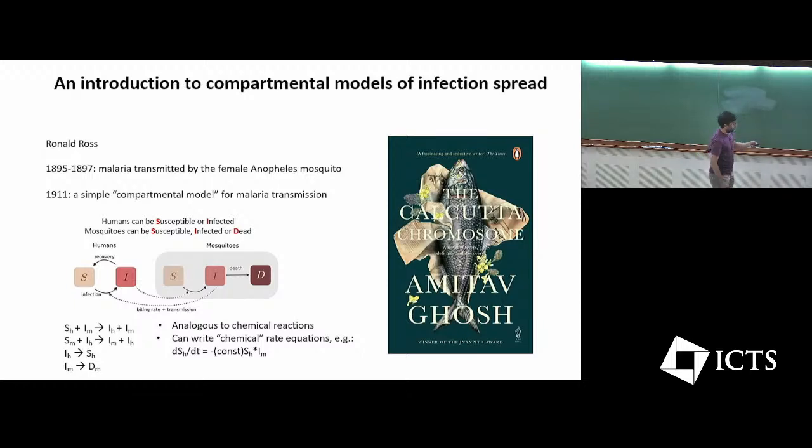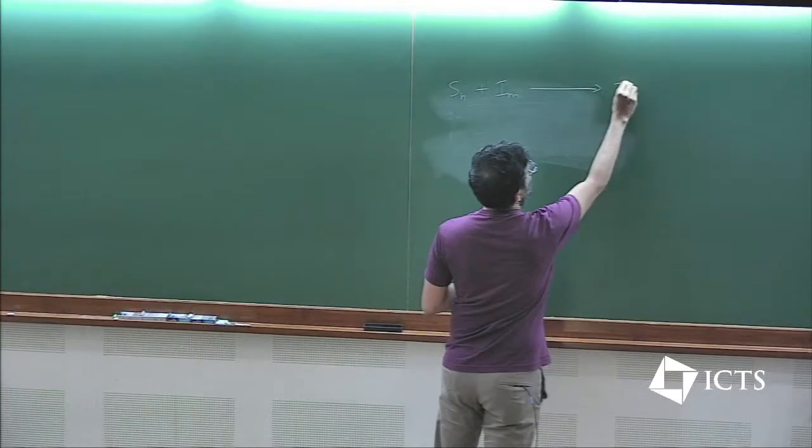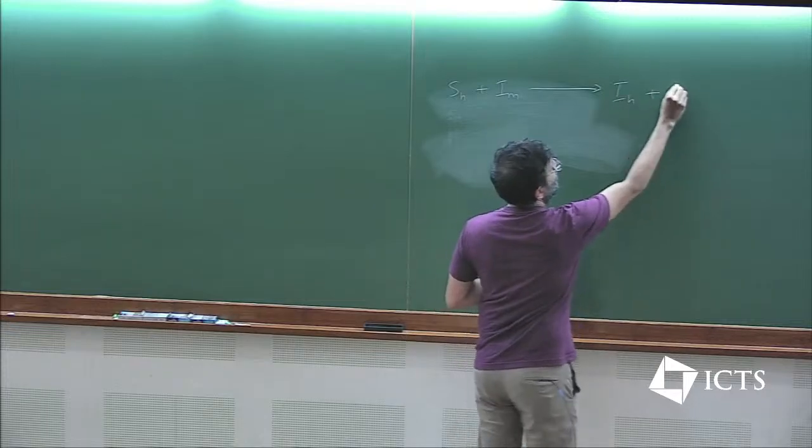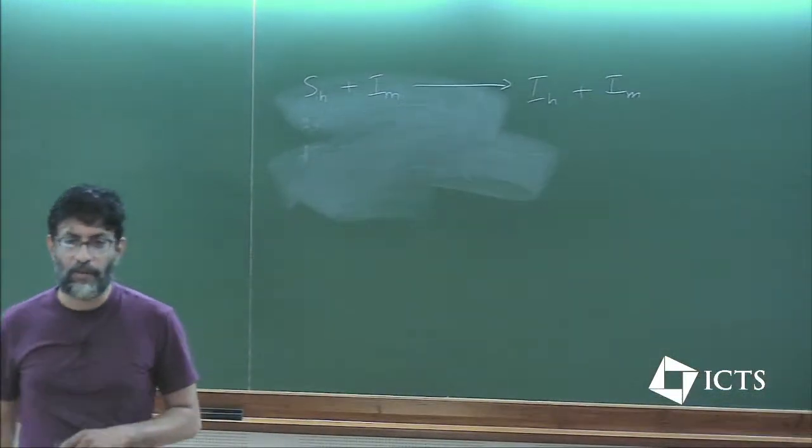Let me start with these. If these are the kinds of chemical reactions happening, what are the kinds of parameters that would affect how fast this would happen, how often this would happen relative to this? So let's try and put some of this down, right? So there's a susceptible human and an infected mosquito, and it is going to produce an infected human plus the mosquito. So what kind of parameters would go in?